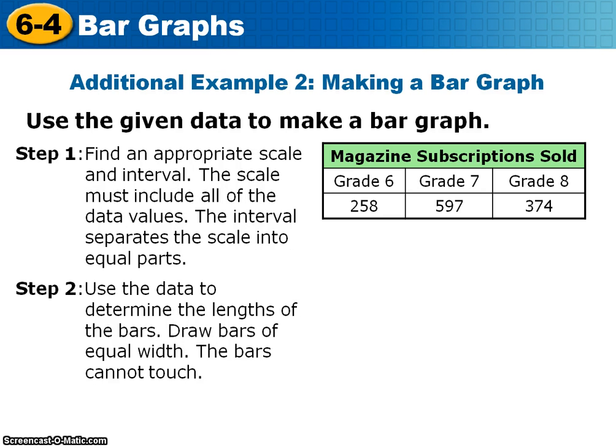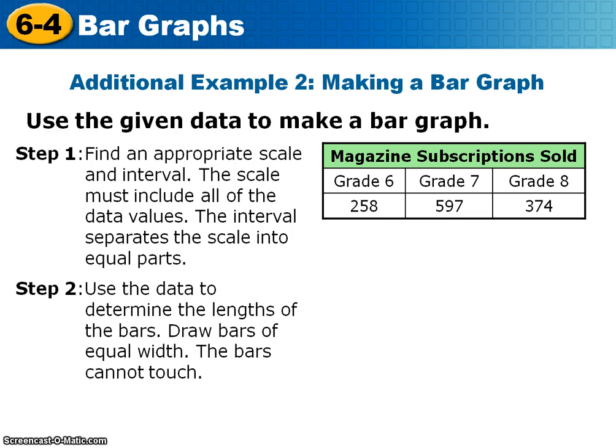Now your step one is to find an appropriate scale and interval. The scale must include all of the data values. That means your scale is what numbers need to be on the graph. If you put a graph of 1 through 10, that isn't going to cover any of our numbers because all of our numbers are over 200. But you also don't want to just do from 1 to 300 because that still won't include everything.